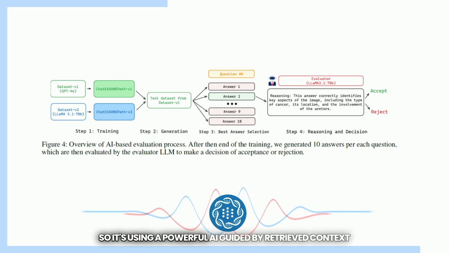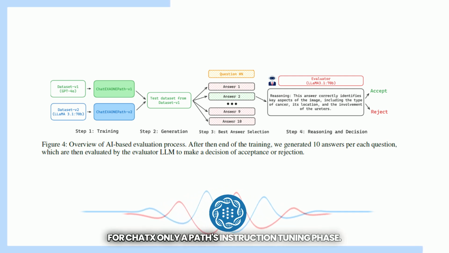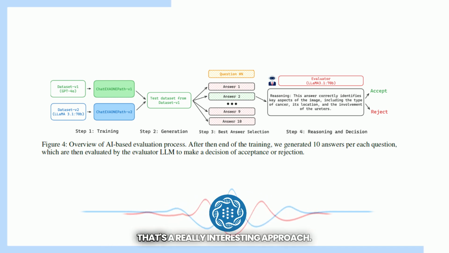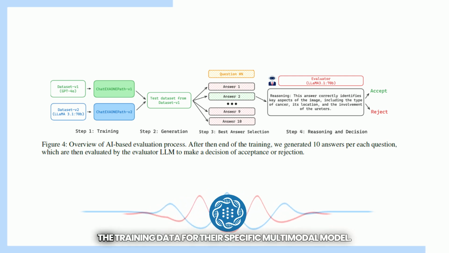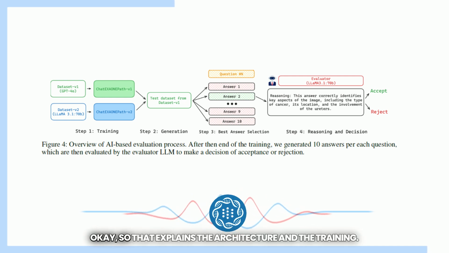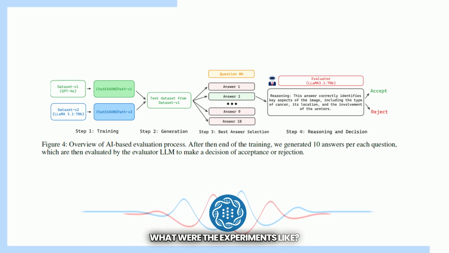So it's using a powerful AI, guided by retrieved context, to create the targeted training examples needed for ChatEXAONEPath's instruction tuning phase. That's a really interesting approach, leveraging a state-of-the-art LLM to bootstrap the training data for their specific multimodal model. Okay, so that explains the architecture and the training. How did they actually put ChatEXAONEPath to the test? What were the experiments like?